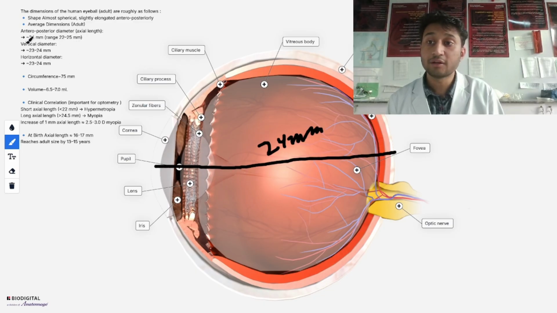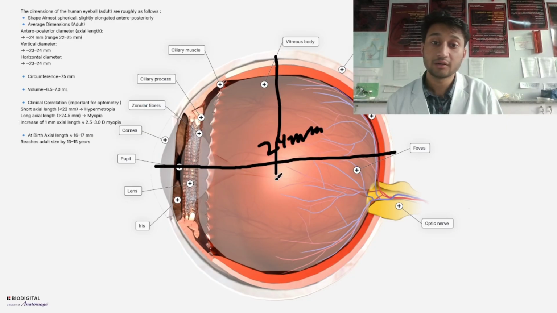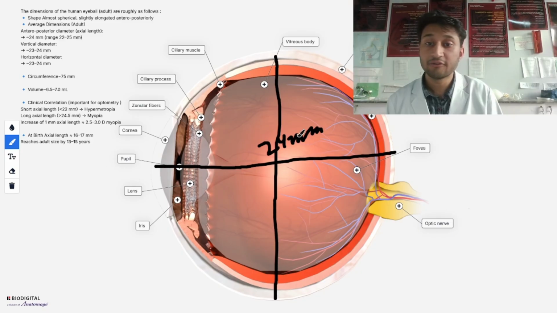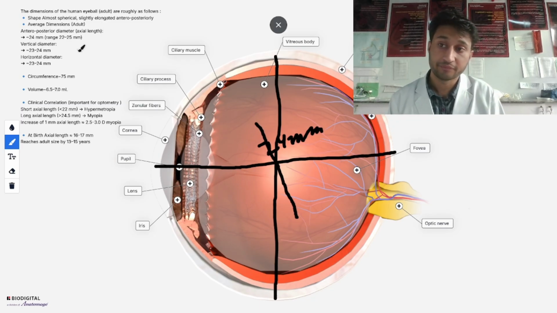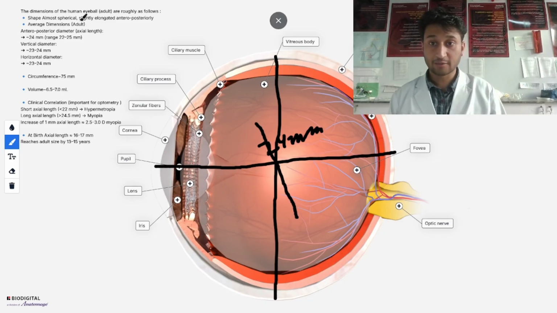The vertical diameter of an eyeball is 23 to 24 mm. Vertical means extended from the superior equator to the inferior equator, which cuts the eyeball into two equal halves. After that, the horizontal diameter of an eyeball, which cuts the eye with a horizontal line, is about 23 to 24 mm. The circumference of an eyeball is about 75 mm.